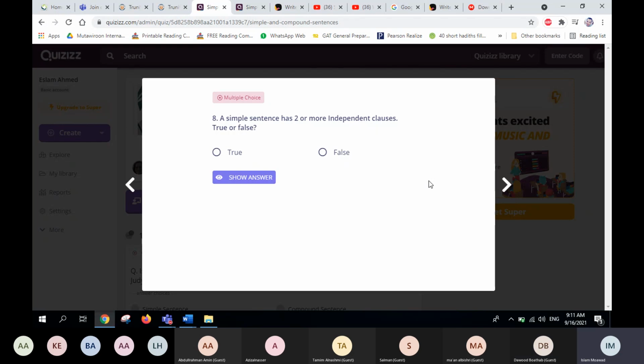A simple sentence has 2 or more independent clauses. Is this true or false? False, yeah. So what type of sentence has 2 or more? Compound. That's right. The compound sentence has 2 or more independent clauses.